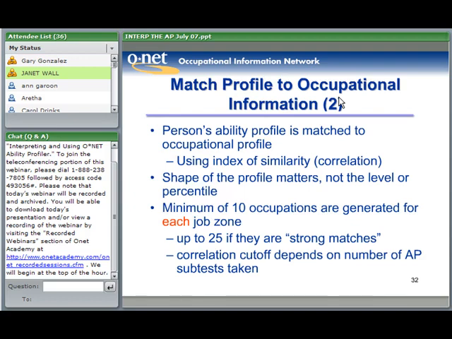All right. The scoring program provides a minimum of 10 occupations for each job zone for the person. If there are very strong matches, they get up to 25. And the degree of the correlation depends upon the number of ability profiler subtests that were taken. Now, if you don't like this kind of setup, it's my understanding that you can go back into the scoring program and change it so that you're getting perhaps more occupations than 25 or something less than that. So you can change that criterion should you wish to.